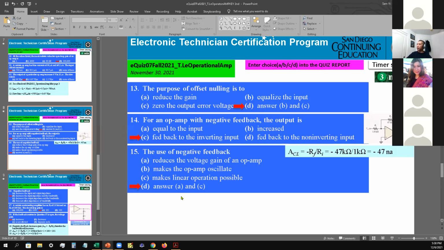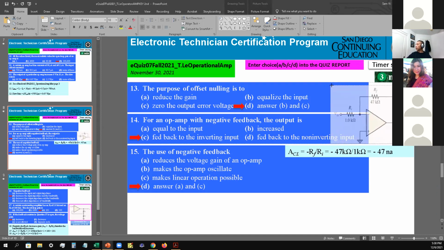Number 14, for an op-amp with negative feedback, the output is fed back to the inverting side. So according to this, whatever the output is, some of it will feed back into the circuit, going to the inverting side of your op-amp. So the answer is C as in cat for number 14.